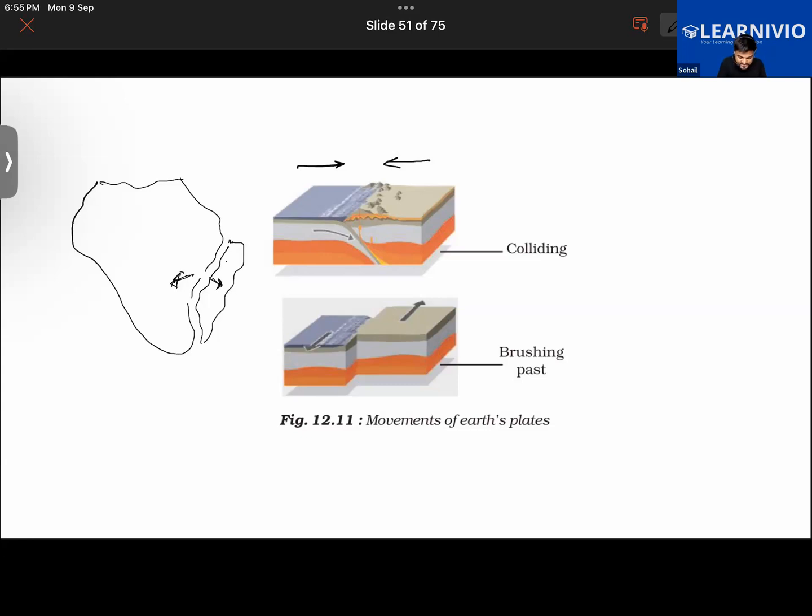And at some places, the plates will be moving in this manner also. They will be moving away from each other. Okay, so the movement of the plate can be of different types. One where they will be colliding into each other, one where they will be sliding past one another, and one where they will be moving away from each other.